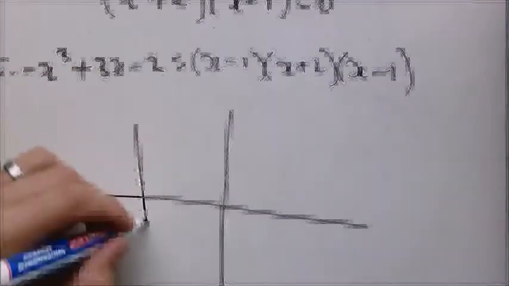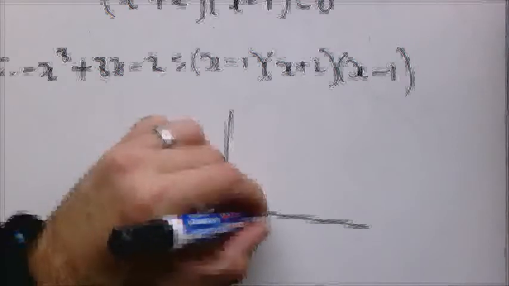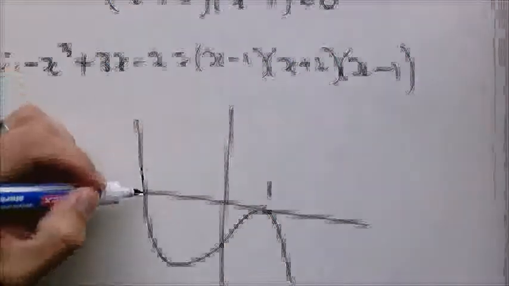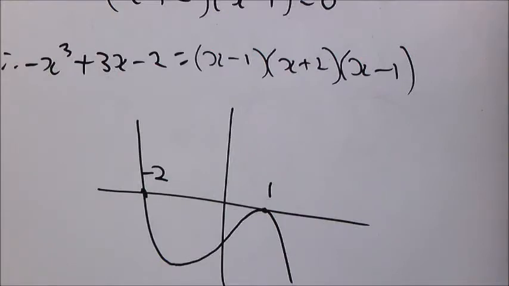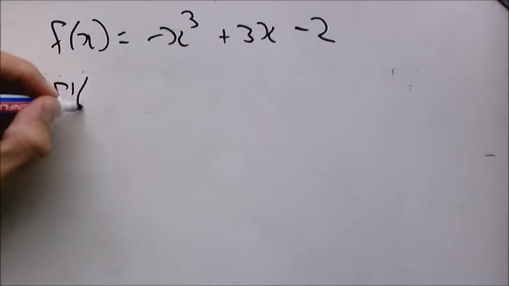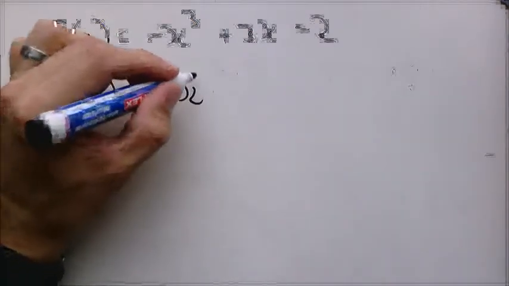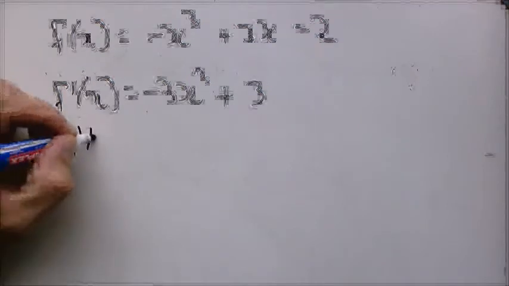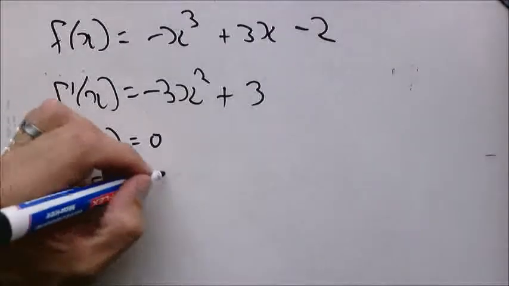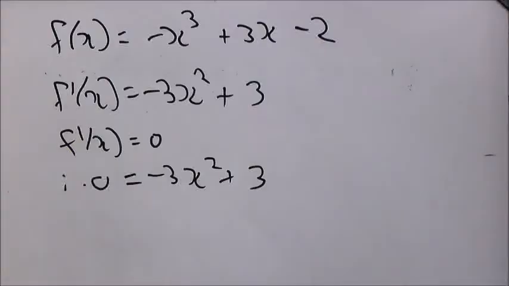Okay, so when you draw this graph, it's going to look like this, with this turning point being at 1 and that intercept at negative 2. And let's quickly just confirm this by taking the first derivative. So from here, here's the original function. We take the first derivative, it becomes minus 3x squared plus 3. We make the first derivative equal to 0. That means 0 equals negative 3x squared plus 3.